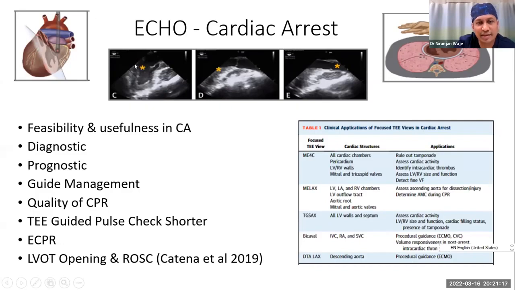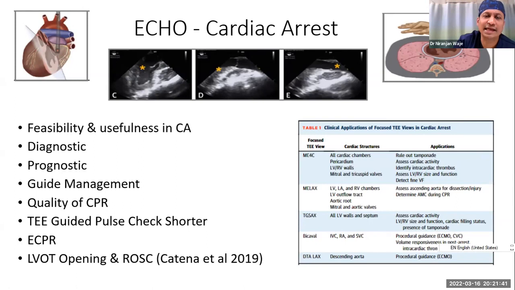If you see a lot of collection around the heart, it can help us to identify the tamponade and accordingly proceed to a good outcome. It is a prognostic indicator as well. Like if there's tamponade, that's a good outcome. If the initial TE shows a cardiac standstill, resuscitation may not be successful always.